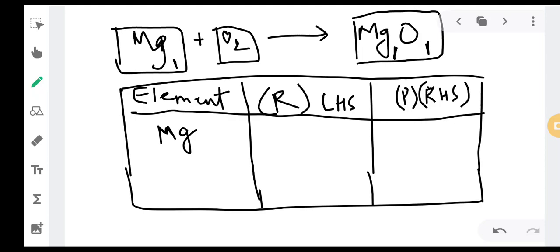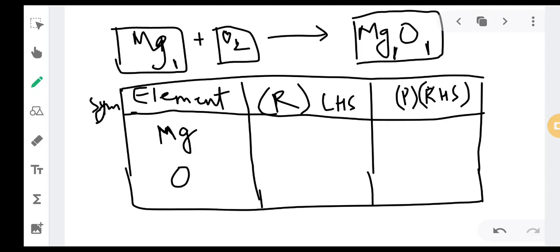Yeah, so the next element is oxygen, O. Write only the element symbol, not the atoms. Not the number of atoms, only the symbol of the element. Only the symbol I will write over here, without the number of atoms which are present.